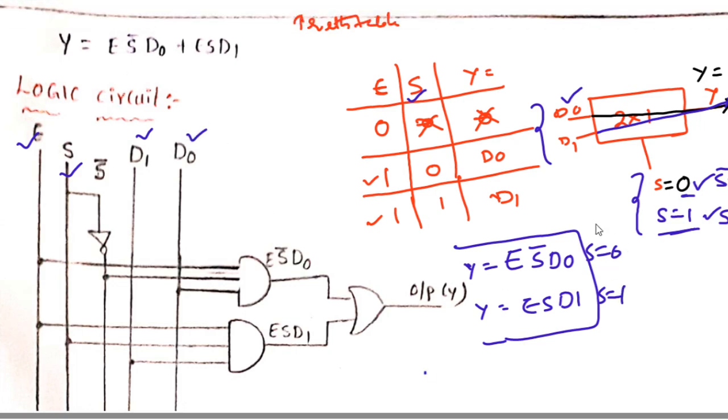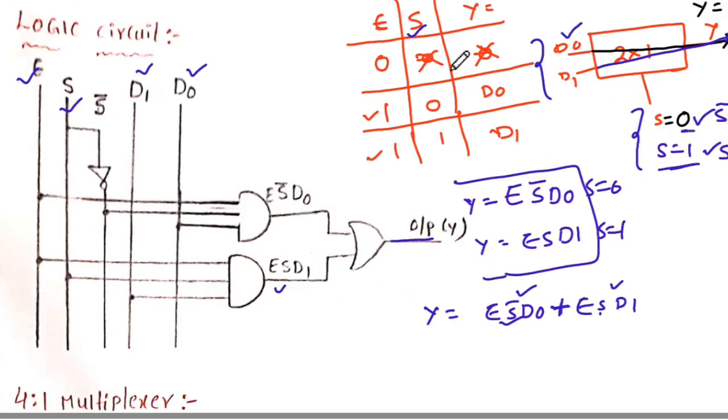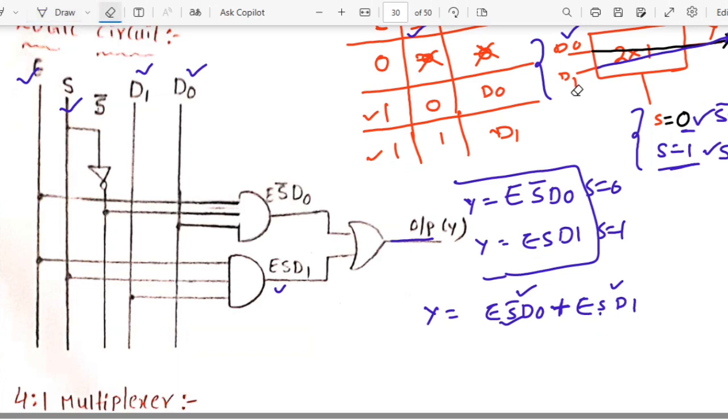What is the final expression? Output Y equals E S bar D0 plus E S D1. Among the two inputs, the output equals either this one or this one, so you get a single output. That's why I'm combining E S bar D0 and E S D1. Let me design this circuit for clarity of understanding.